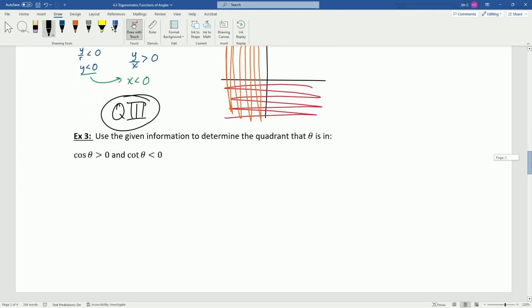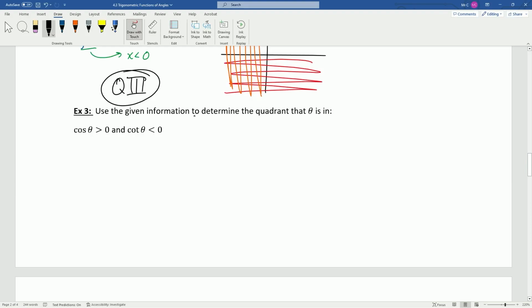Okay, let's do another one. Use the given information to determine the quadrant that theta is in. Here, cosine of theta is positive, so that means x is positive. And cotangent of theta is negative, so x divided by y is negative.